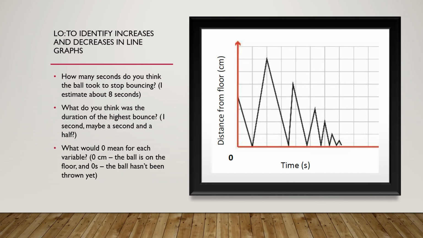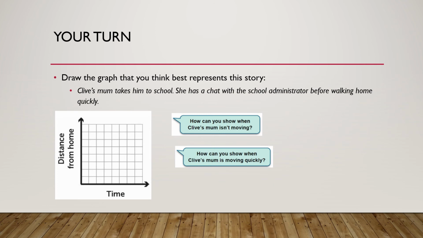Now, with this information, I'm going to want you to do one more task here. I want you to look at this, and I want you to draw a graph that best represents this story. Clive's mum takes him to school. She has a chat with the school administrator before walking home quickly. Think about these. How can you show when Clive's mum isn't moving? And how can you show when Clive's mum is moving quickly? If you feel confident, pause the video. But if you need a bit of help, I'm going to give you some tips.